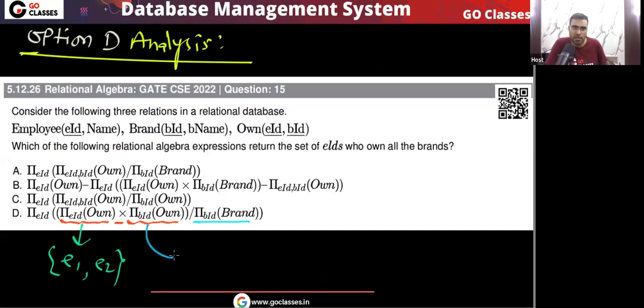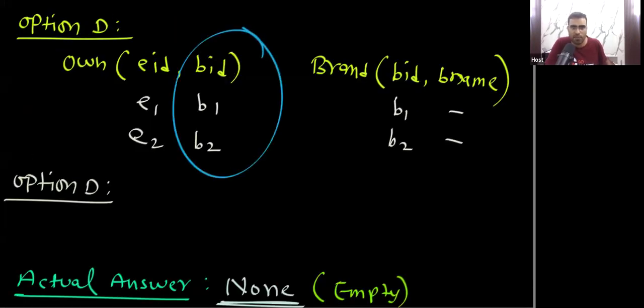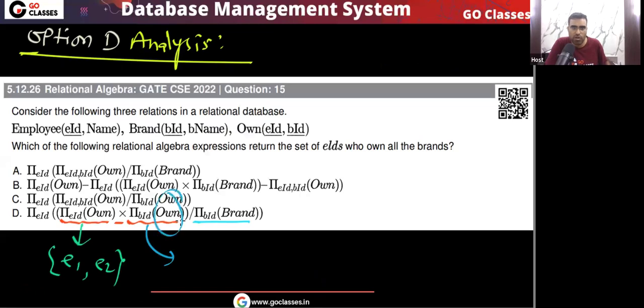Next, from the on table, if I project BID, what will I get? I will get B1, B2. Now what I will do is their cross product. If I do their cross product, I will get E1, B1, E1, B2, E2, B1, E2, B2. Yes or no?